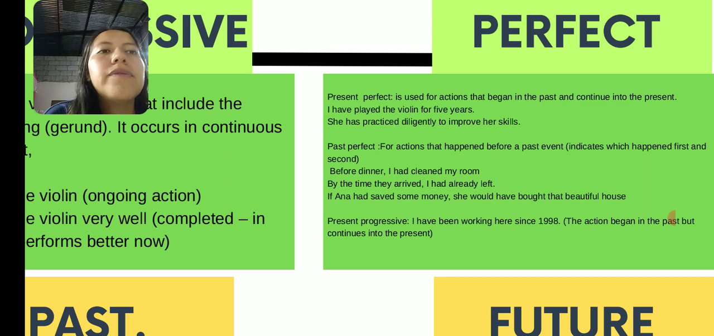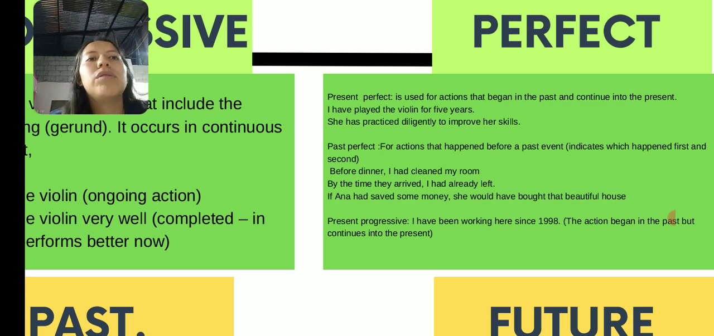The past perfect is for actions that happened before a past event. It indicates which happened first and second. For example, before dinner I had cleaned my room. As you can see in this example, the auxiliary is in the past. The past of have is had. I had cleaned my room, and by the time they arrived, I had already left.